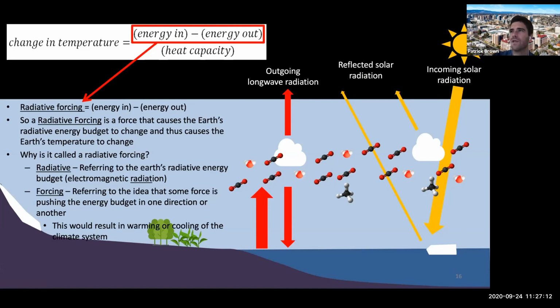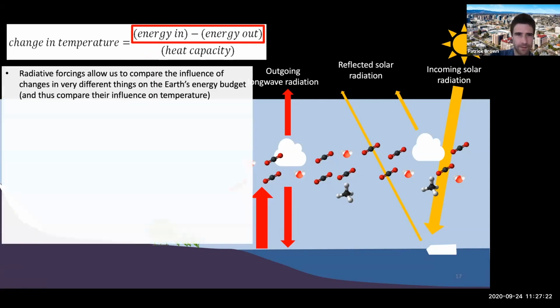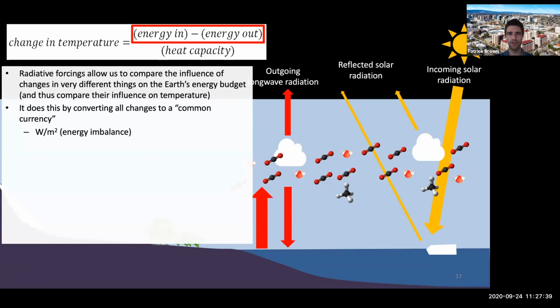So to answer the question, radiative forcing allows us to compare anything to anything. This is very, very useful, which is why I'm bringing it up. It allows us to compare the influence of changes of very different things on the Earth's energy budget. It's doing this because it's converting all of those changes into a common currency, which is this watts per meter squared energy imbalance.